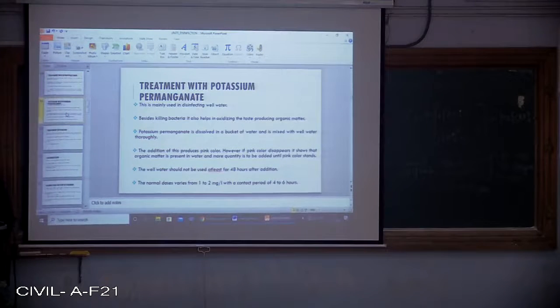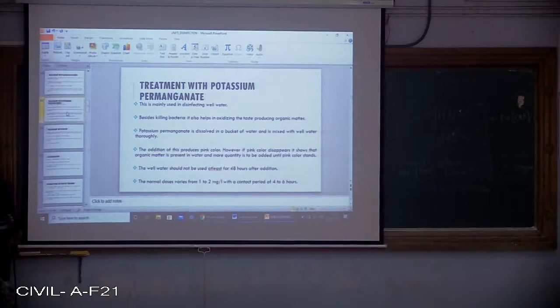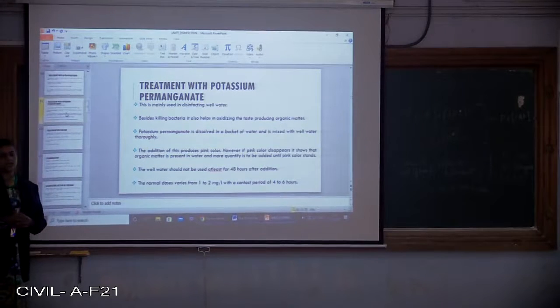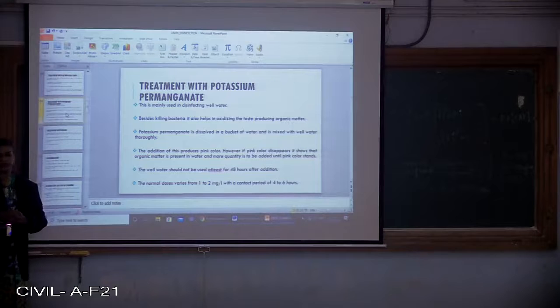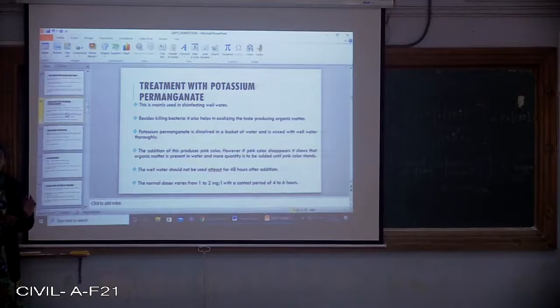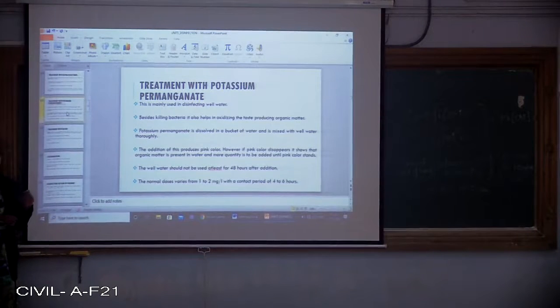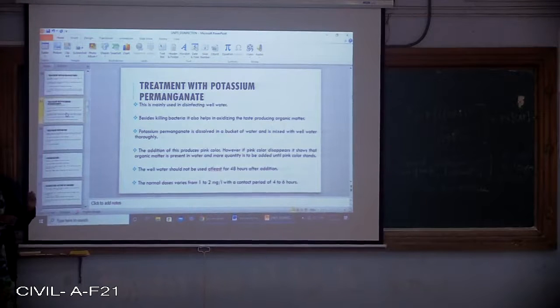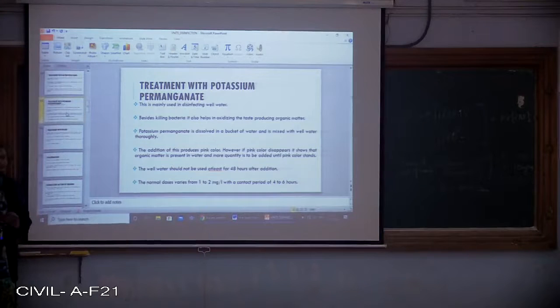Treatment with potassium permanganate. I think in some houses people keep potassium permanganate. I don't know whether you all keep it in the house, but some people normally do. Why do we keep it? To wash the vegetables bought from the market, we use this potassium permanganate. This is one of the disinfectants. So we use it for cleaning the vegetables also.